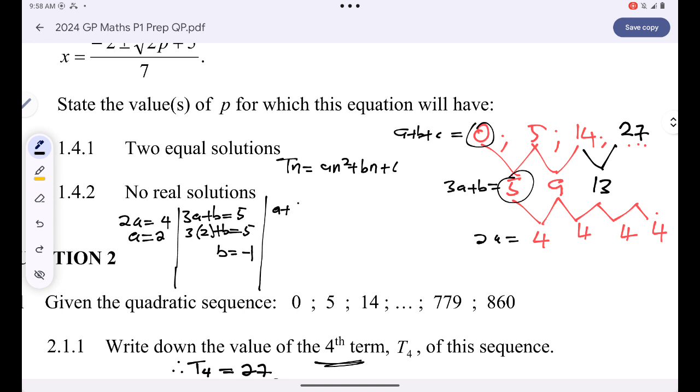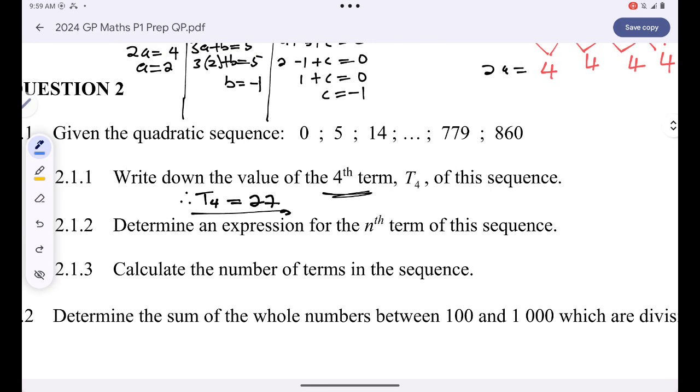And then we know that a plus b plus c is just equal to the first term of the sequence, which is 0. A is equal to 2, b is equal to negative 1, plus c is equal to 0. I'll have 1 on the other side, plus c is equal to 0, and hence c is just equal to negative 1. So therefore, the nth term, Tn, is just equal to 2n squared minus n minus 1. So this is the general term for all the terms of this quadratic sequence. Tn is just equal to 2n squared minus n minus 1.